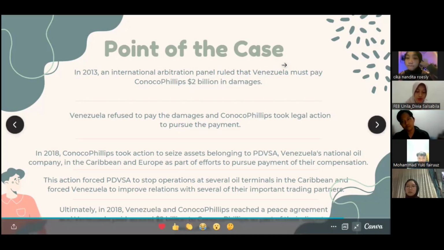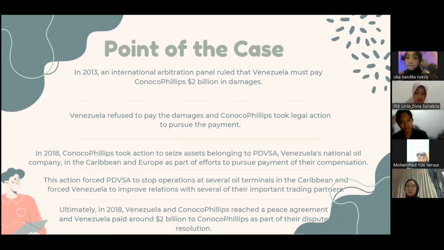ConocoPhillips sued Venezuela before the International Centre for Settlement of Investment Disputes, a dispute resolution body based in Washington, D.C., in 2018. ICSID ruled that Venezuela had breached the bilateral investment treaty between Venezuela and ConocoPhillips's home country, the Netherlands, with the nationalization. In 2019, Venezuela agreed to pay $2 billion in damages to ConocoPhillips in an out-of-court settlement. Next slide, please.